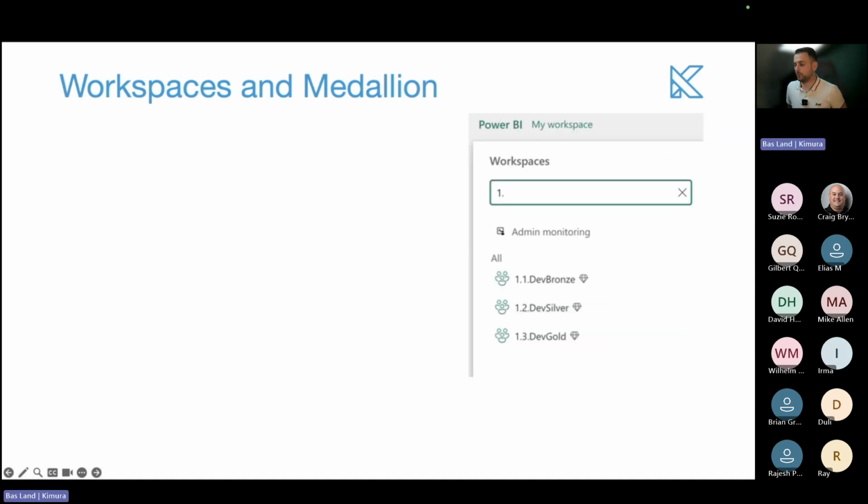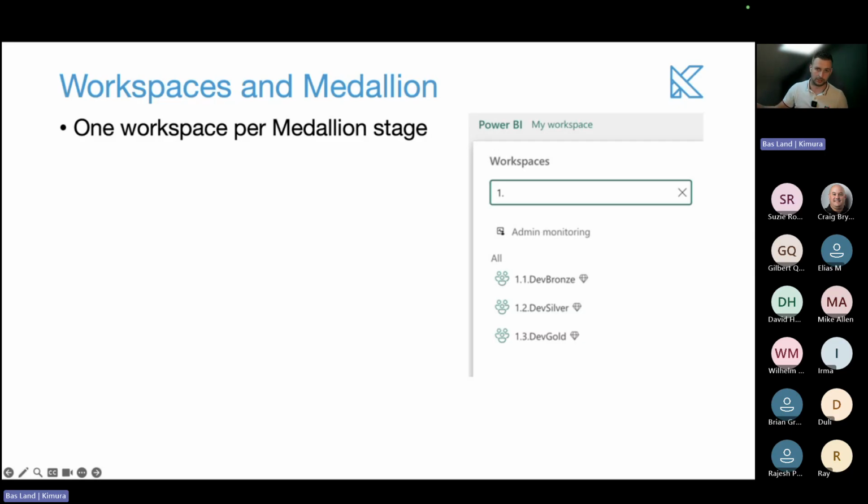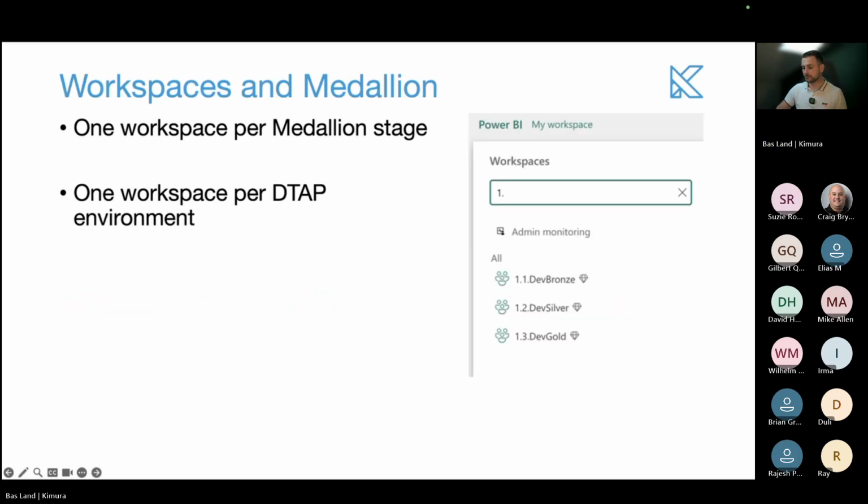Now, with workspaces in the medallion architecture, usually what we will do is we will create one workspace per medallion stage. So as you can see here on the right side, we have a bronze, silver, and gold workspace. And in this case, you can see that there's also a dev in front of it for development. So that means that we also have development, test, and production in separate workspaces. You will end up with a lot of workspaces if you do it like that. But it will really help you set up very granular access control.